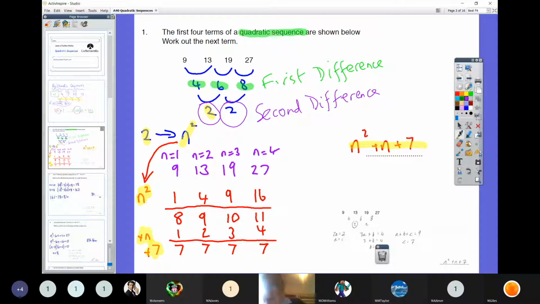Now, the big learning point, guys, is if the second difference is 2, then you have 1 n squared. If the second difference had been 4, then it would be 2n squared. The number of n squareds is half the second difference. So if you're unlucky enough that the second difference was 1, then it would be half an n squared. So that is the really big take home from today's lesson. Because the second difference was 2, it's a single n squared.